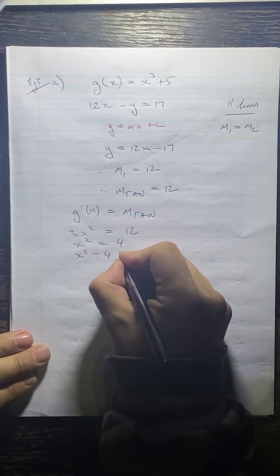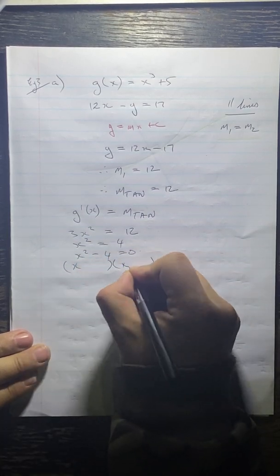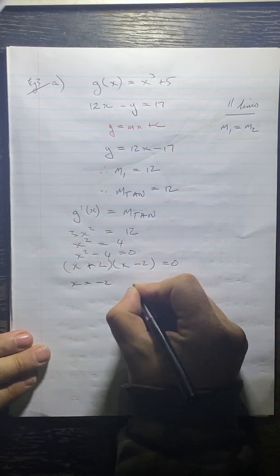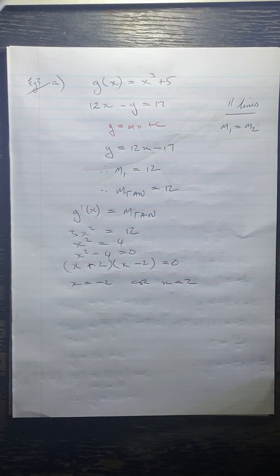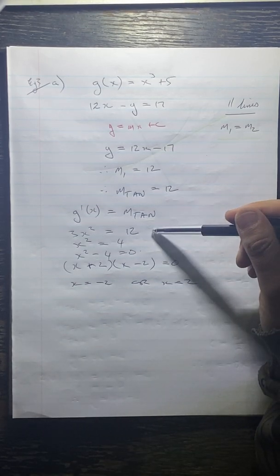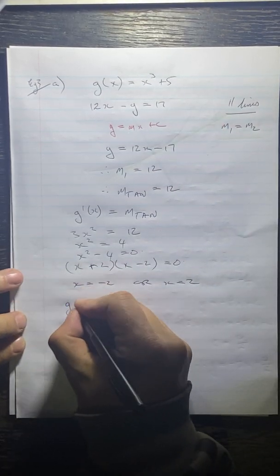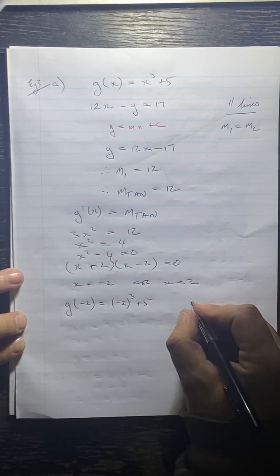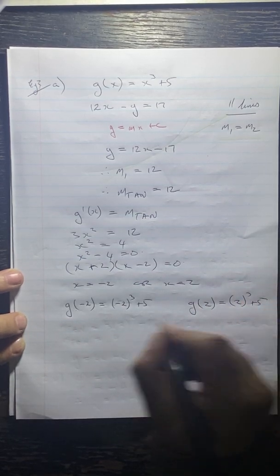So x squared minus 4 is equal to 0. You can factorize this, x plus 2, x minus 2. And we get x is equal to minus 2 or x is equal to 2. All right. Now, we've got our two x values where we'll get a gradient of 12. I need to take these two, put them back into the original to find out what the y values are. So we've got g of minus 2 will be minus 2 cubed plus 5. The other one, g of 2 is equal to 2 cubed plus 5.